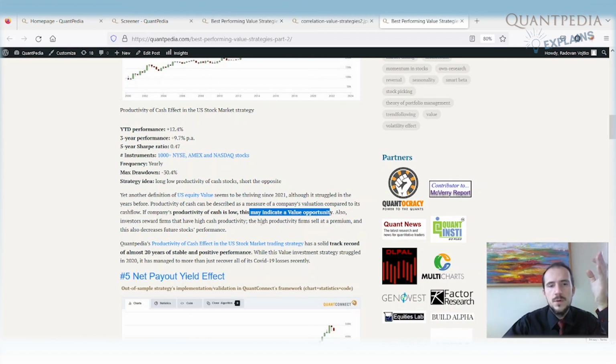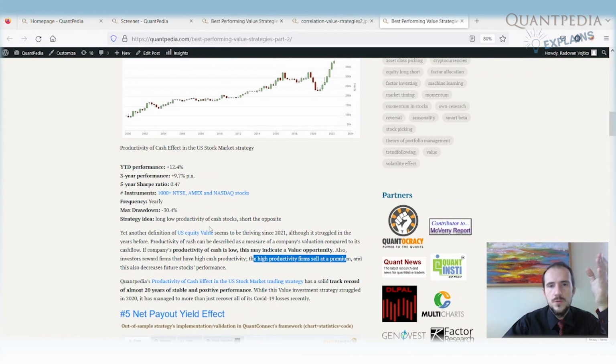The firms that have a very high productivity of the cash are usually sold at a premium, so it may decrease the performance of these stocks. And if you buy the stocks that are not very productive, it's a typical value stock, so it's also a typical value opportunity with an interesting performance, especially in the last 2 years.